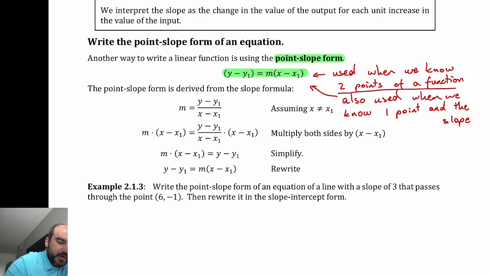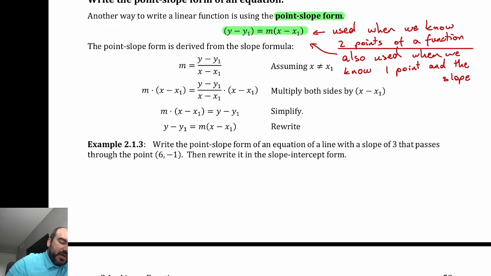So it's two different things here. If we know 2 points, we can use this. If we know the slope and a point, we can use that. It's actually called point slope form because you only need a point and the slope. So you only need 1 point and the slope. The 2 points thing, we're still going to use this form, but we're going to do something with the 2 points first before we can use this, because we need to know the slope.